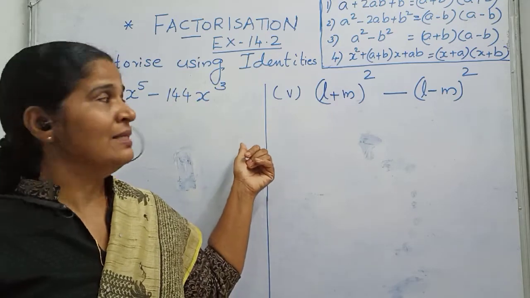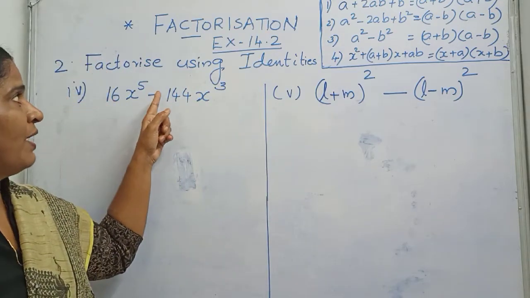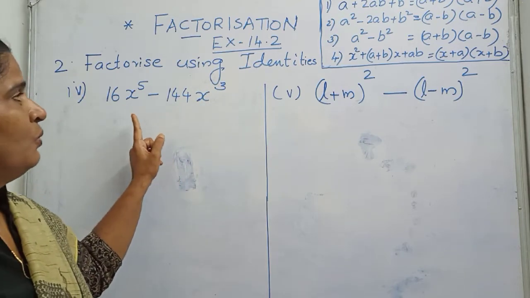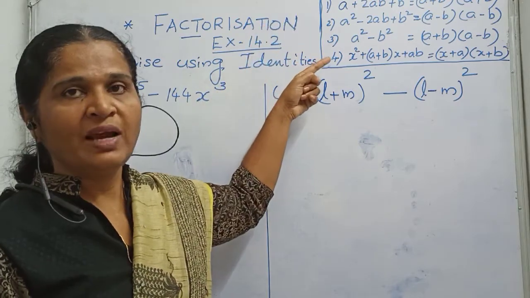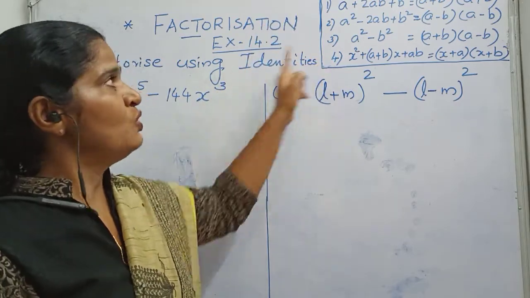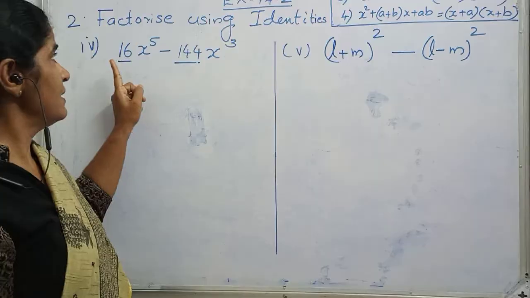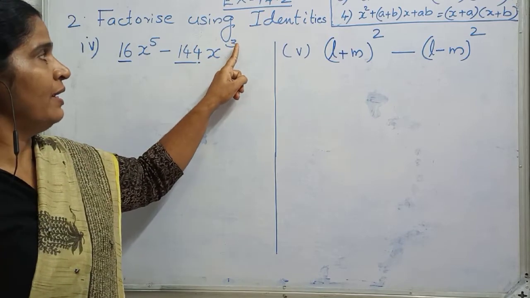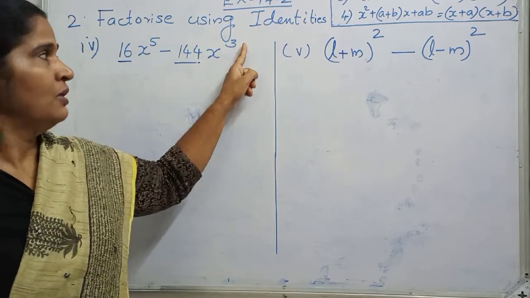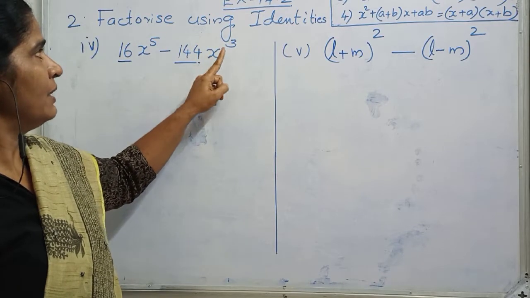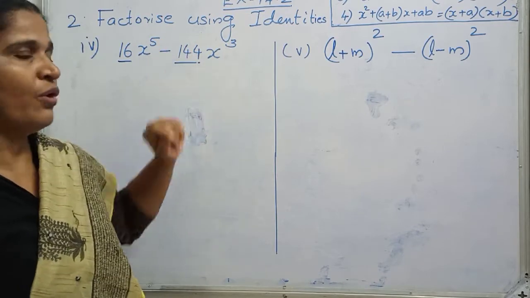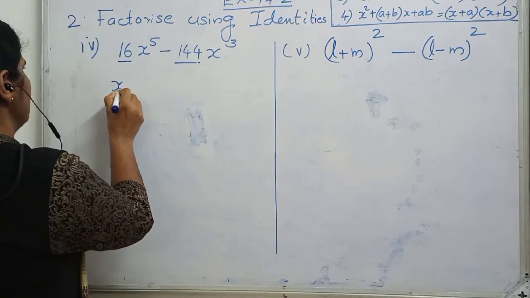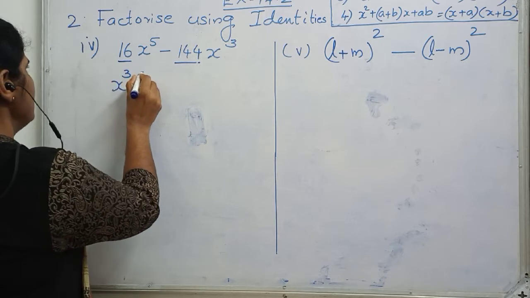When you get a question like this, 16x raised to 5 minus 144x cube, the first thing you have to do is compare it with any of the identities that is more suitable. Anyway, 16 and 144 are perfect square numbers, but x raised to 5 and x raised to 3 have odd powers. So think of a method in which these can be avoided. That is only possible if the common factor is taken first. So x raised to 3 I am taking out first.